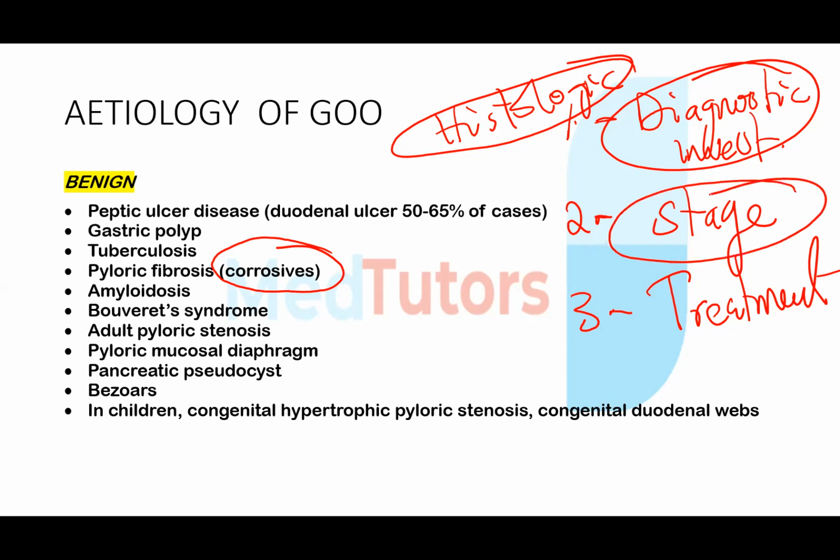Now, when you are dealing with malignancies, you want to know the stage of the malignancy. So you do staging investigations like chest x-ray and CT scan of the chest and abdomen to look at the liver or distant spread.